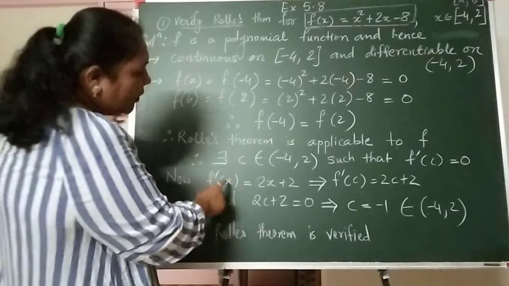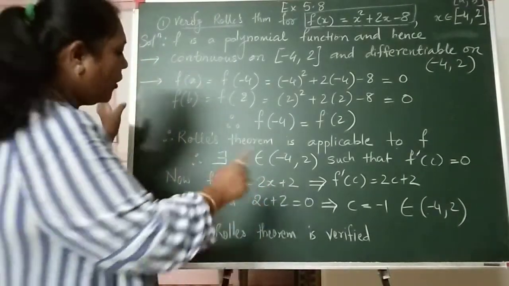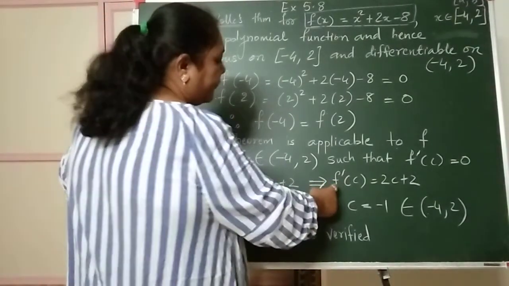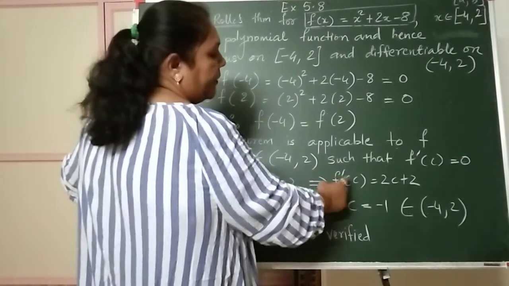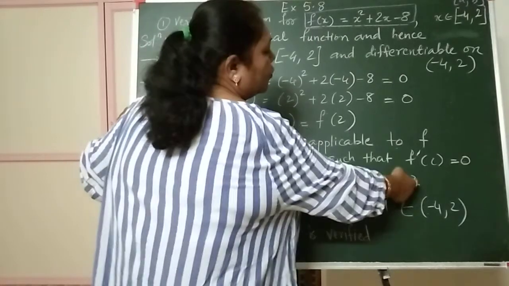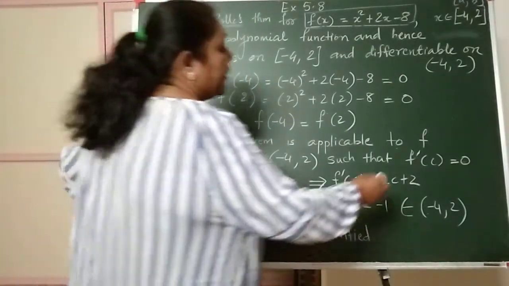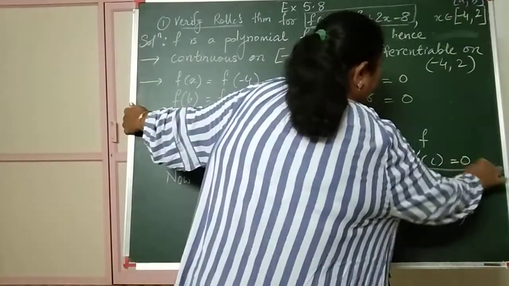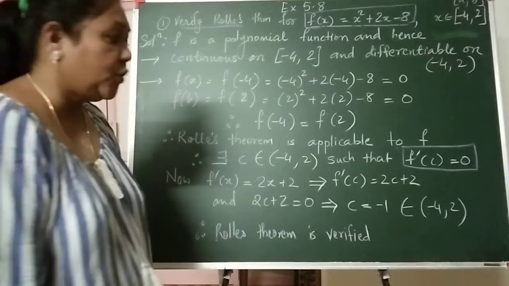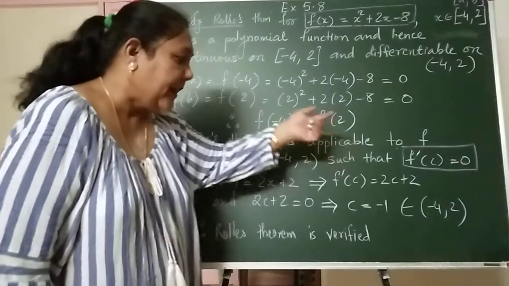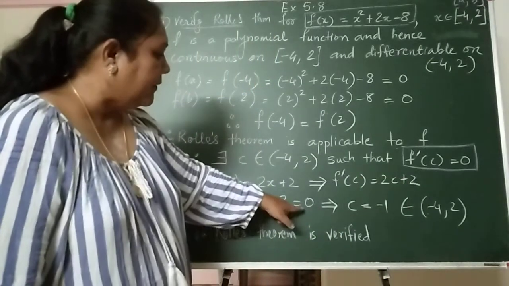Now instead of this x, I replace it by the number c. So I have f dash over here, and instead of x, I wrote c. So f dash of c is equal to 2c plus 2. Now, according to the condition, what should be my condition? That condition says f dash of c should be equal to 0. So that value, 2c plus 2, should be equal to 0.